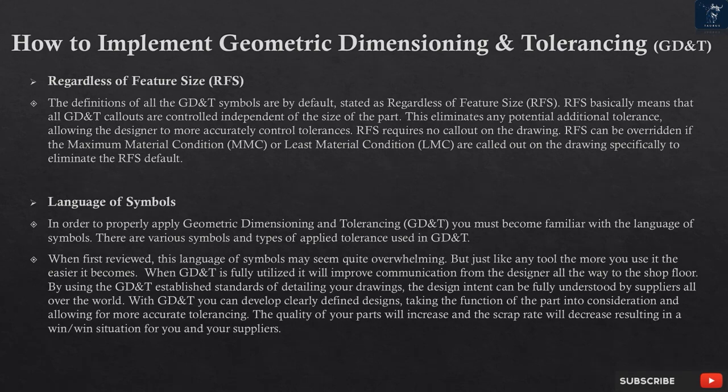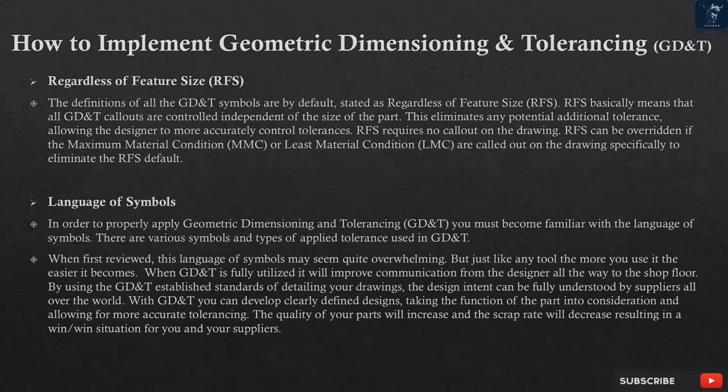Language of symbols. In order to properly apply geometric dimensioning and tolerancing, GD&T, you must become familiar with the language of symbols. There are various symbols and types of applied tolerance used in GD&T. When first reviewed, this language of symbols may seem quite overwhelming. But just like any tool, the more you use it, the easier it becomes.